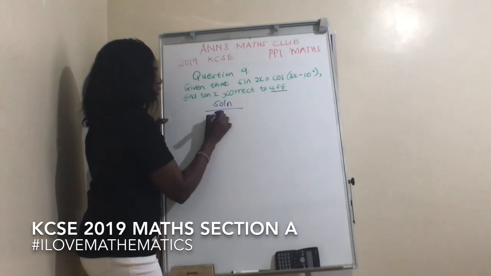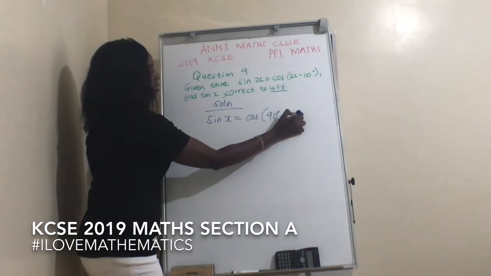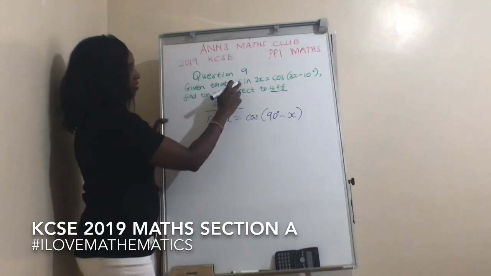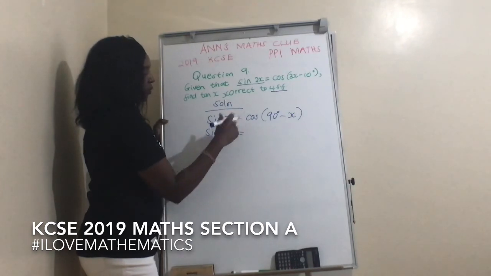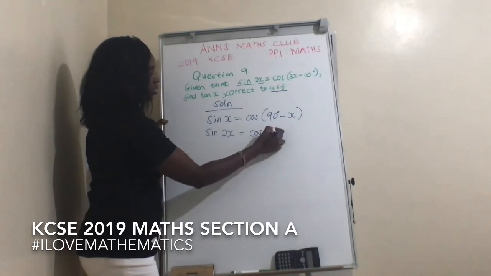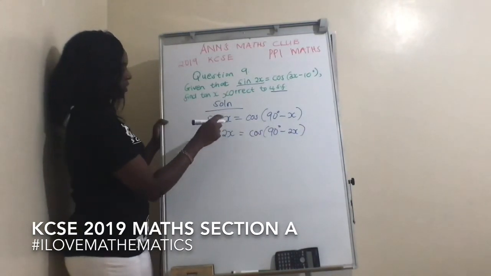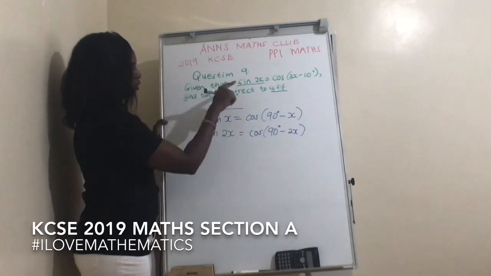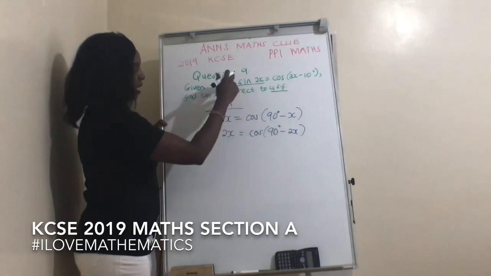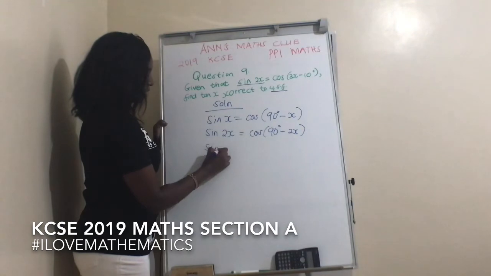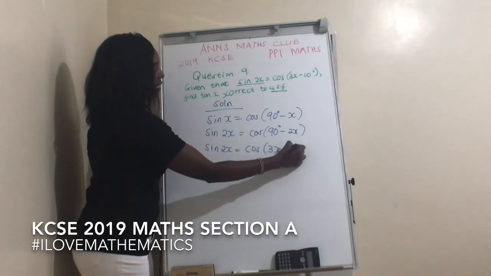So we know that sine x is equal to cos(90 degrees minus x). But then here we've been given sine 2x. So sine 2x, using the formula, is the same as cos(90 degrees minus 2x), because in front of the x we add the 2. So now that we know that sine 2x is equal to cos(90 degrees minus 2x), we come back to the question. We were given that sine 2x is equal to cos(3x minus 10 degrees).